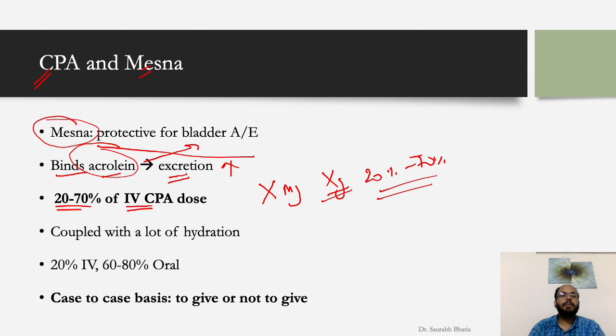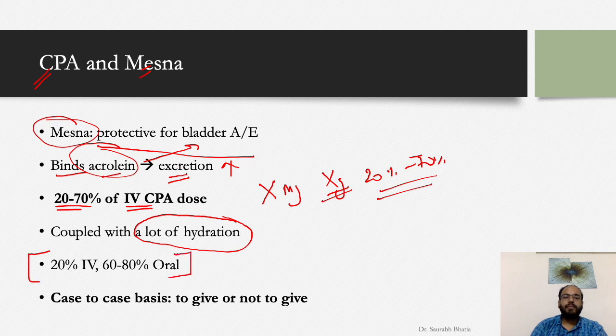But remember, the patient has to be coupled with a lot of hydration. Counsel the patient to drink a lot of water. Even if you're giving only oral cyclophosphamide, no IV cyclophosphamide, you have to counsel them to drink a lot of water. Okay. If you want to give Mesna with both routes of administration, 20% of the dose is given IV with the cyclophosphamide IV pulse, and the rest 60 to 80% is given orally over the next 24 hours.